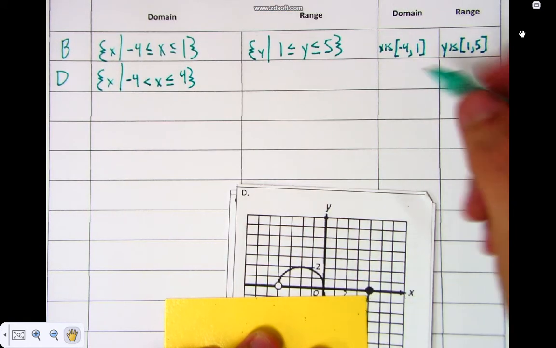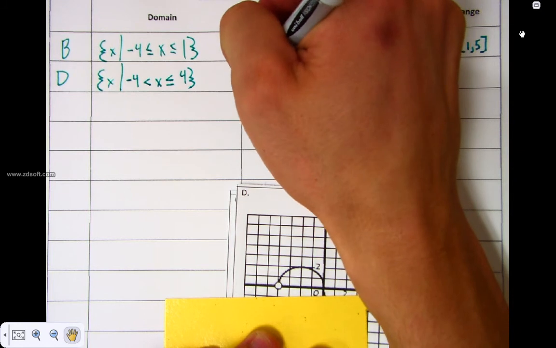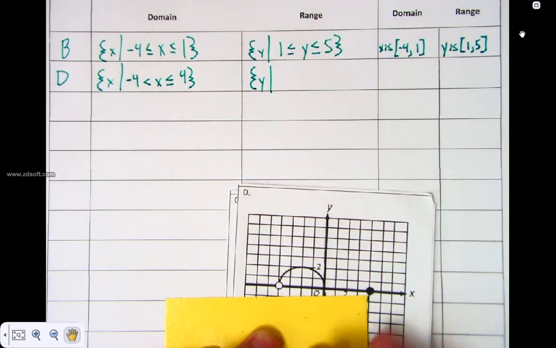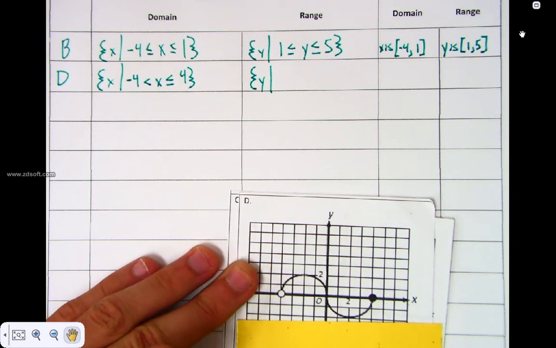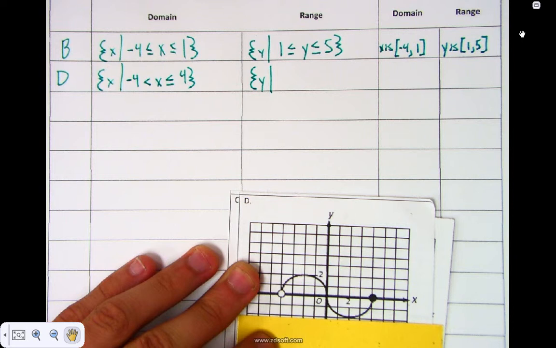So there's that one. Let's see if we can do our y. Set of y's such that, so starting at the bottom, move up, up, up, and there's where I reach the bottom of the graph. It's at -2.